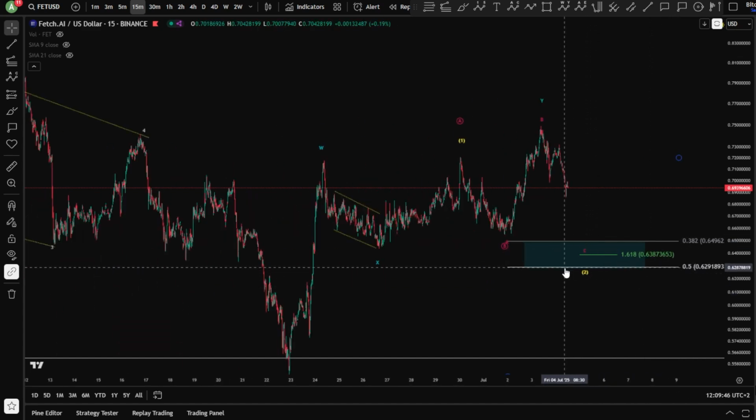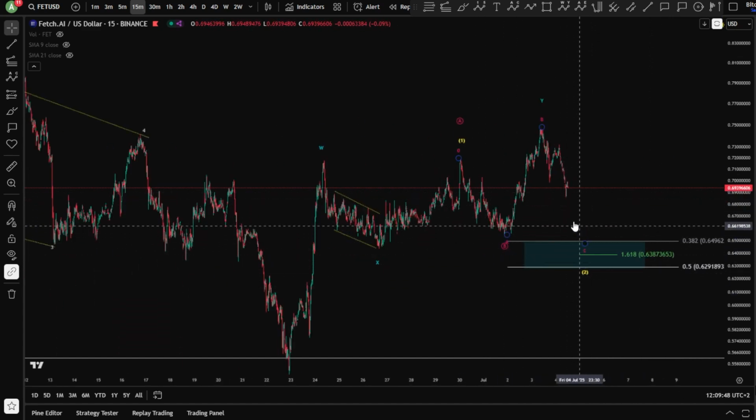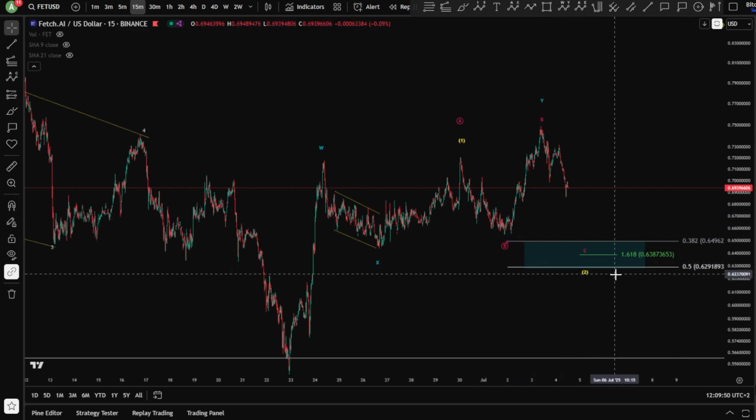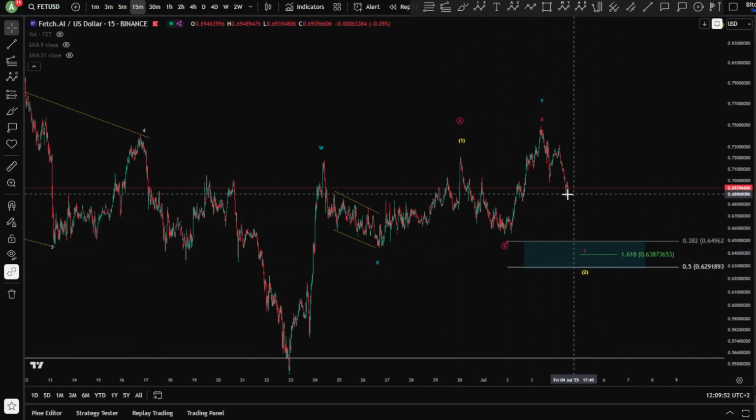which is much more preferable, guys, of course, for a wave 2, based on the time and on the fib levels. So this is the highest possibility right now for FET. I would say now the price is moving kind of like impulsive for lower prices.